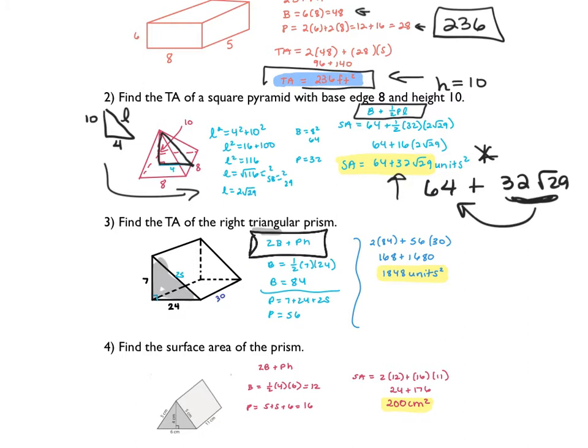You needed to do Pythagorean theorem here to figure out this side of the triangle. This is actually a triple. It's the 7, 24, 25. But in order to calculate perimeter, we needed to find this side length.